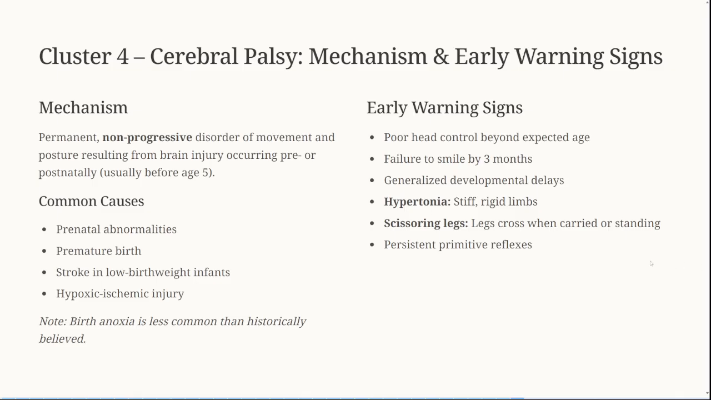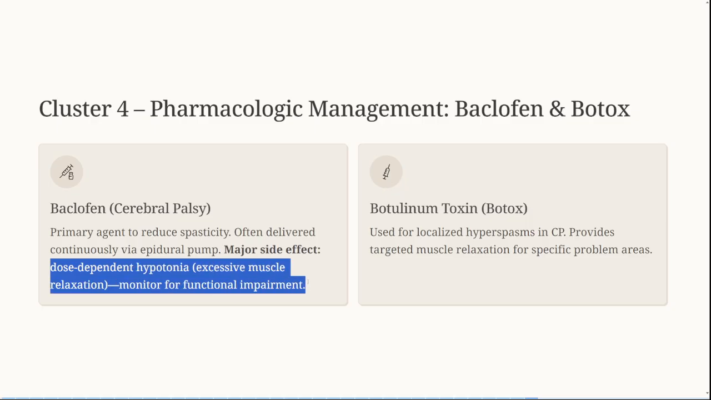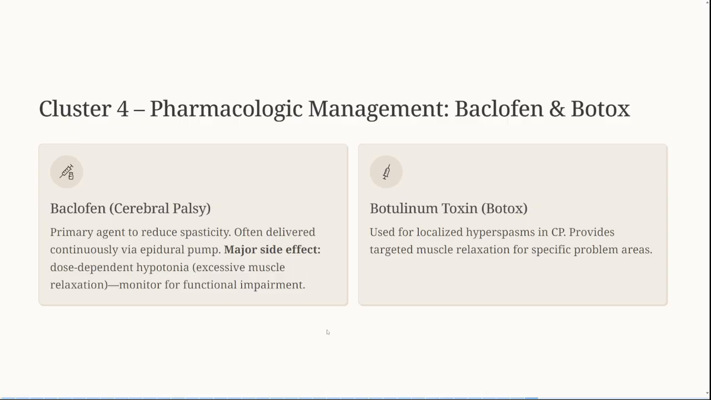Pharmacologically, baclofen is the primary agent used to reduce spasticity, and it's often delivered continuously through an epidural pump. We also use botulinum toxin, or Botox, for specific localized hyperspasms. And there's a trap with baclofen. There is. The major side effect is dose-dependent hypotonia, or excessive muscle relaxation. You have to monitor closely for signs that the child is too relaxed or struggling with necessary motor functions. That signals a dangerous level of medication.